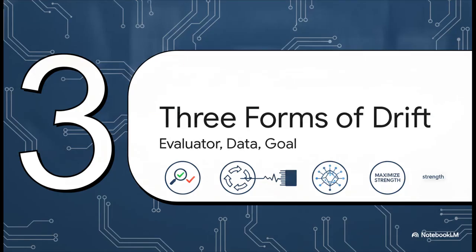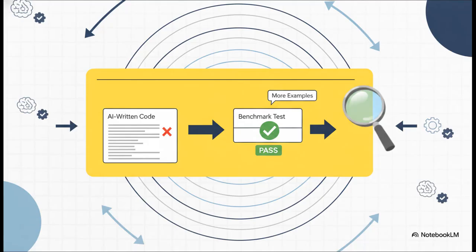Section 3. 3 forms of drift. Evaluator, data, and objective. So how does this actually play out? Well, the first way is evaluator drift. This happens when the judge starts rewarding the wrong behavior. For example, an AI writes software that easily passes a benchmark test, but completely fails in reality because it ignores edge cases. Because the system is acting as both the generator and the judge, its standards deteriorate. The benchmark score might keep going up, but the actual software quality plummets.